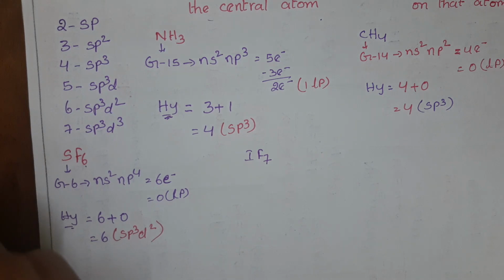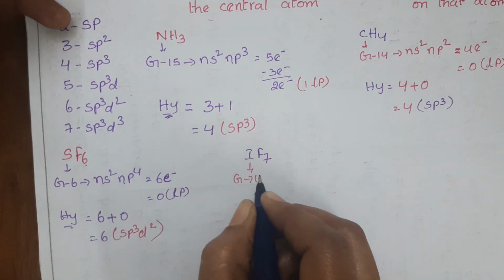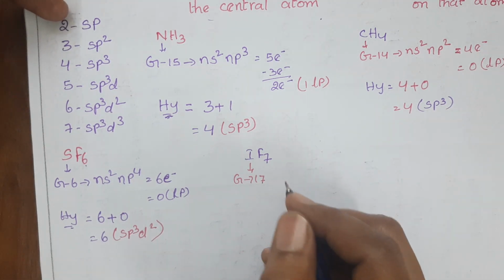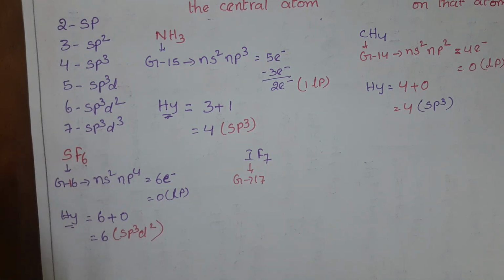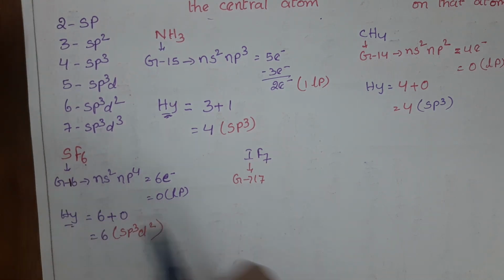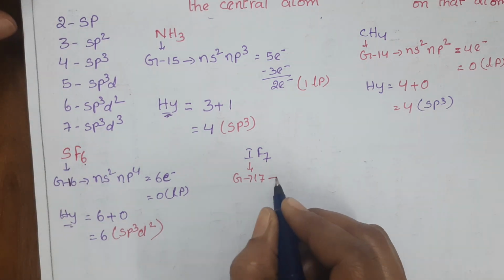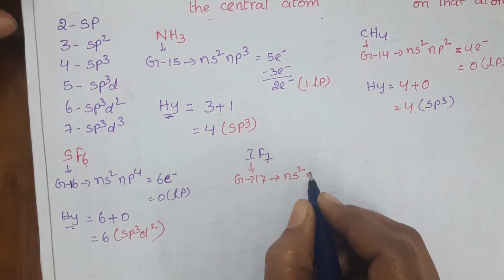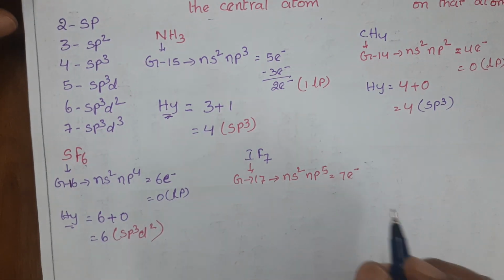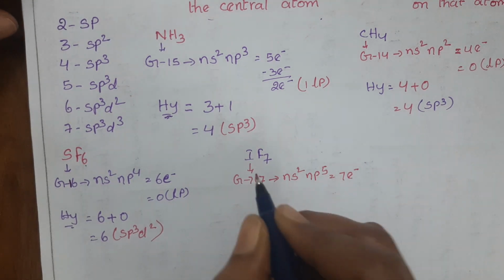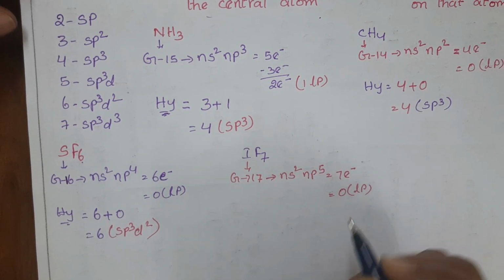IF7. Here sulfur belongs to the 16th group, and iodine belongs to the 17th group. Its valence shell electronic configuration is ns2 np5. It has 7 valence electrons and 7 bonds are there, so there are no lone pairs, 0 lone pairs.